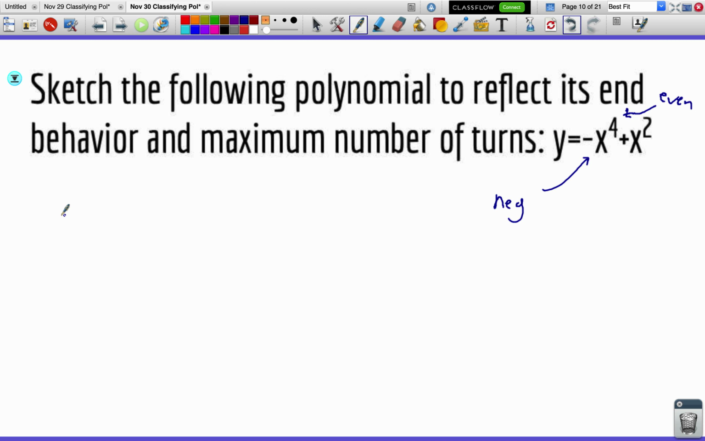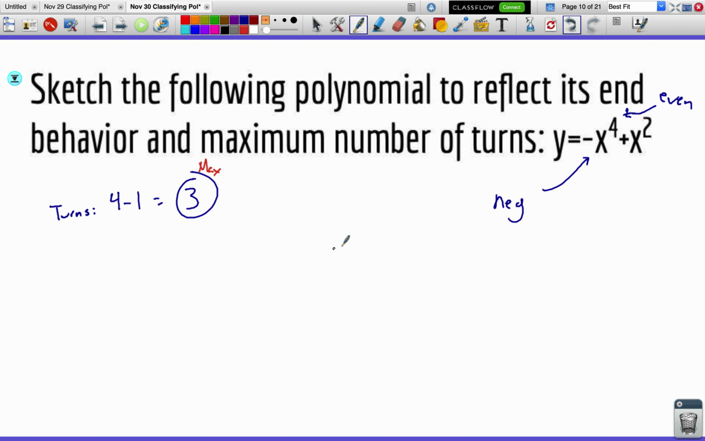All right, number of turns is that 4 again, but you have to subtract away 1, meaning we can have a maximum of 3. We don't have to turn 3 times, but we can't turn 4, 5, or 6 times. That's our max.